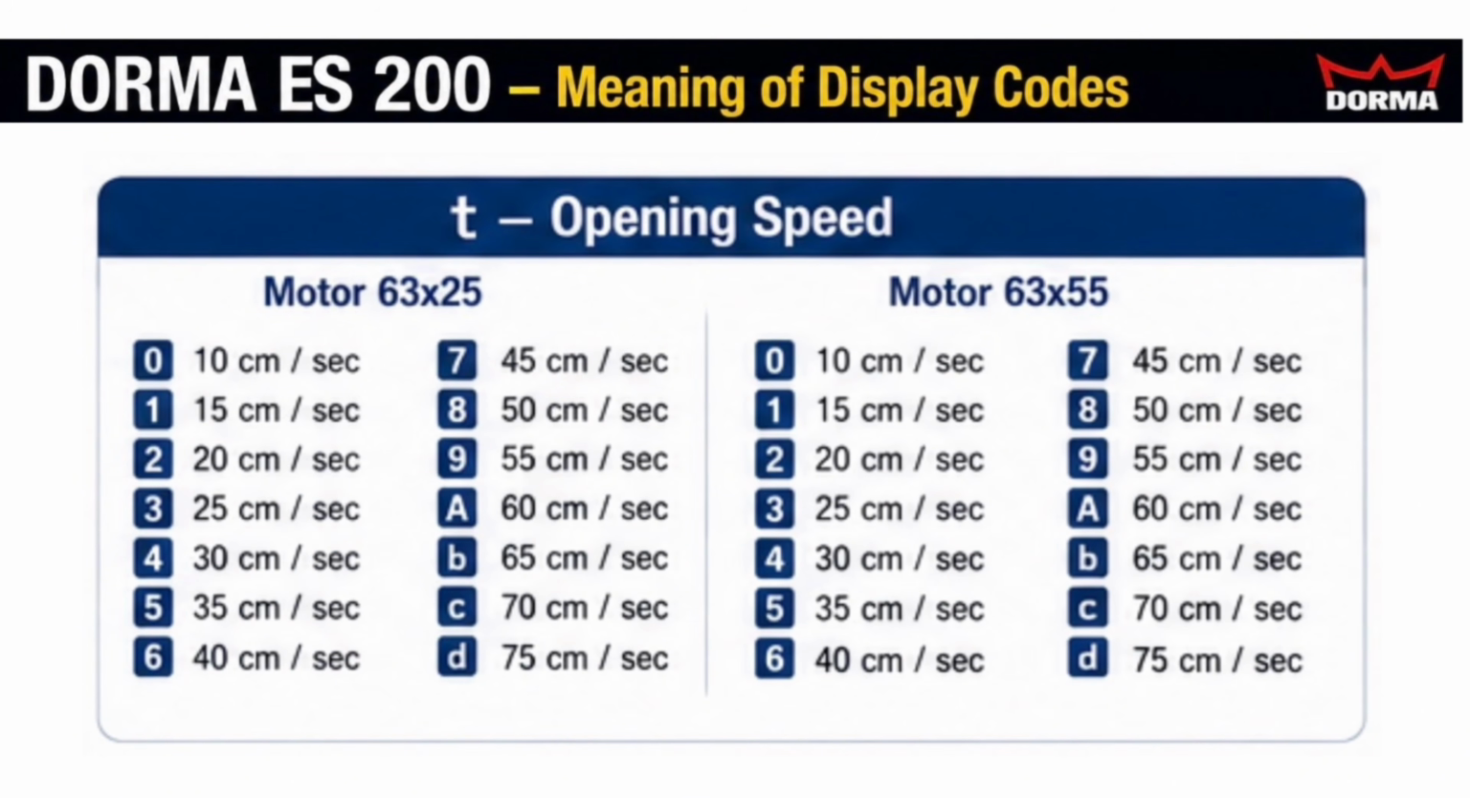Display code T. Opening speed. The T parameter controls opening speed. Available speeds range from 10 centimeters per second up to 75 centimeters per second. Select the speed according to the door weight, safety requirements, and local regulations.